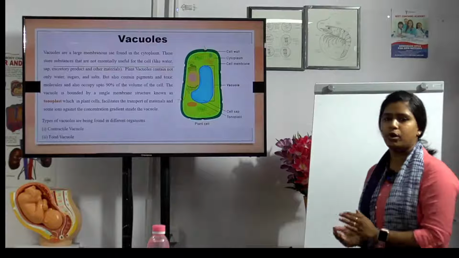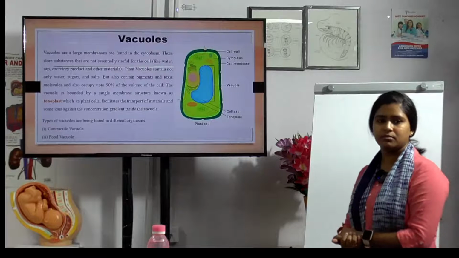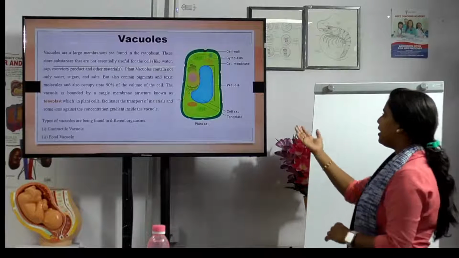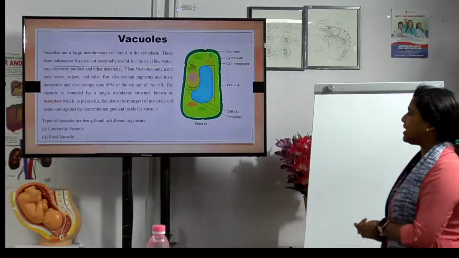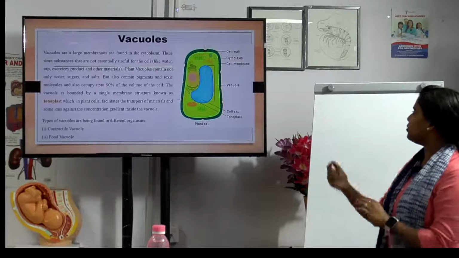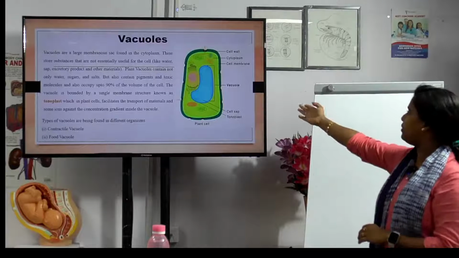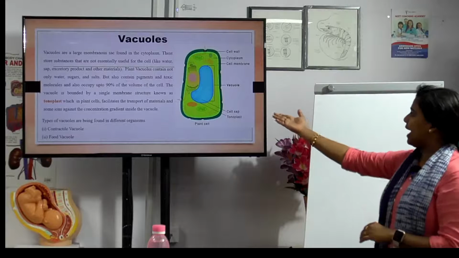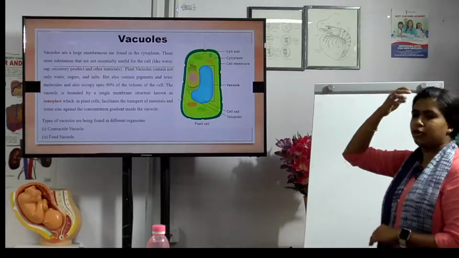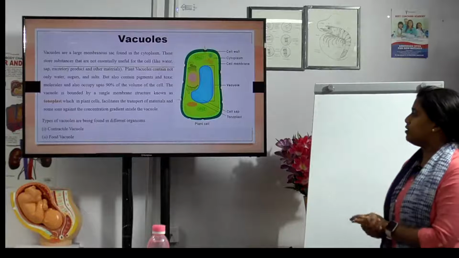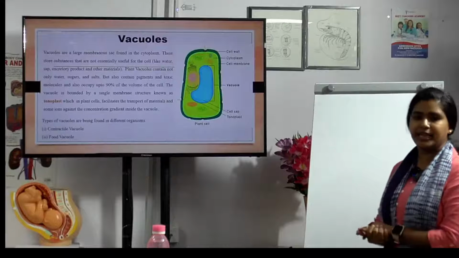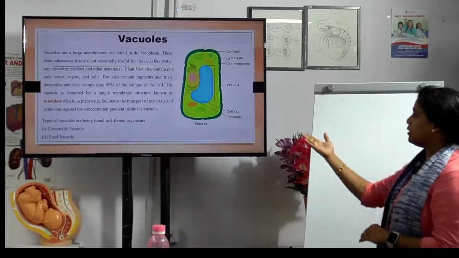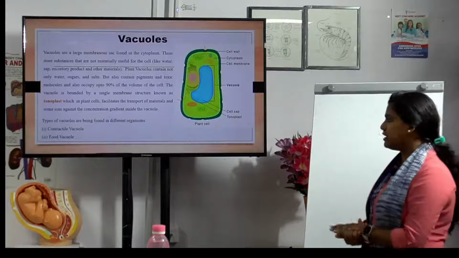Okay, cell wall la majority of volume irukkiradhu. Okay, and the vacuole is bounded by a single membrane structure called as what? Tonoplast. The outer layer of the vacuole is called as the tonoplast, which facilitates the transport of material and some ions against the concentration gradient inside the vacuole. And then two types of vacuole, contractile vacuoles and food vacuoles.